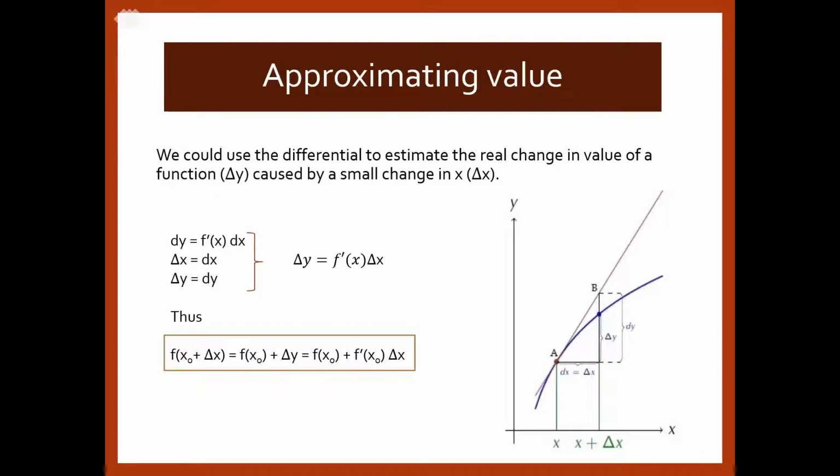The differential can be used to estimate or approximate the value of a function y caused by a small change in x. Let's say the small change in x is denoted by delta x and the small change in y is denoted by delta y. If delta x equal to dx and delta y equal to dy, as dy is equal to f prime x dx, then delta y can be written as f prime x delta x. Thus, to find the approximating value of a function caused by a small change in x, this is the formula to be used.